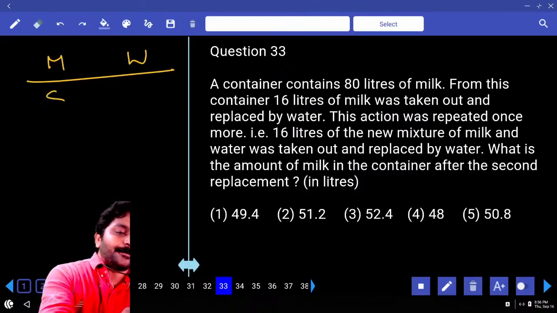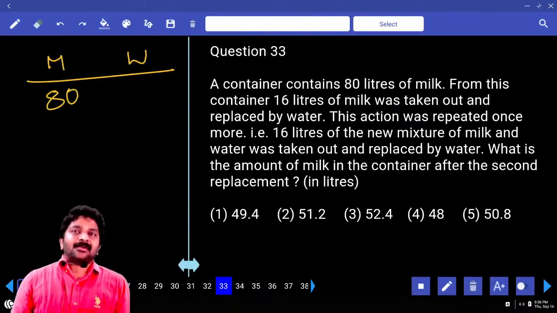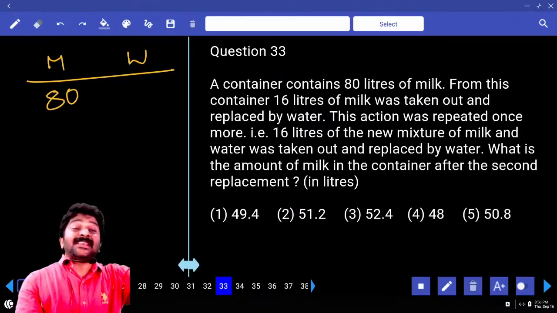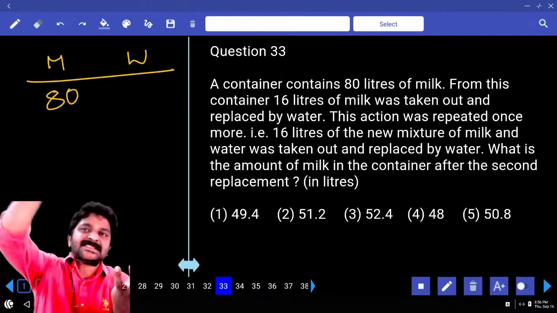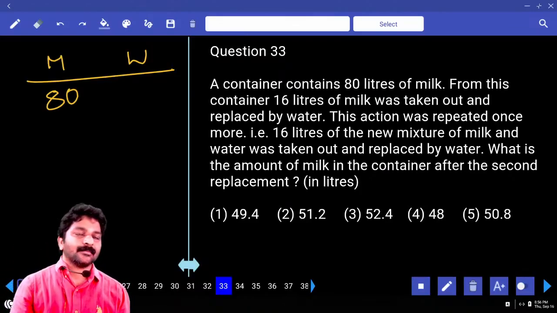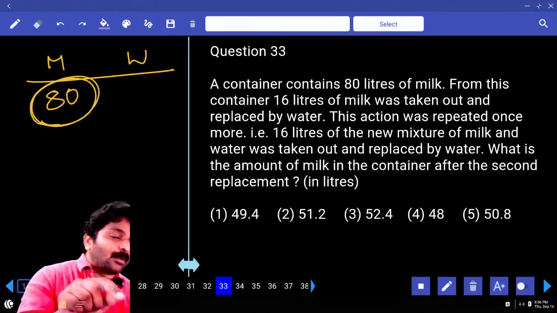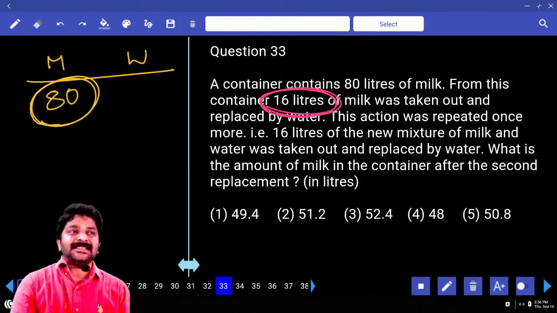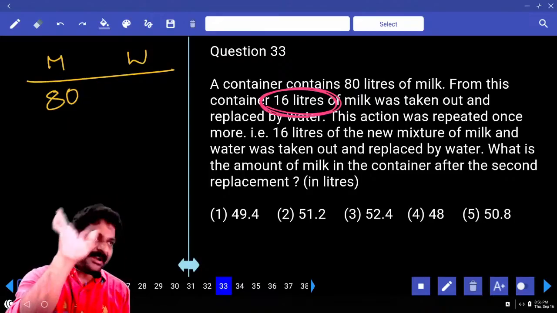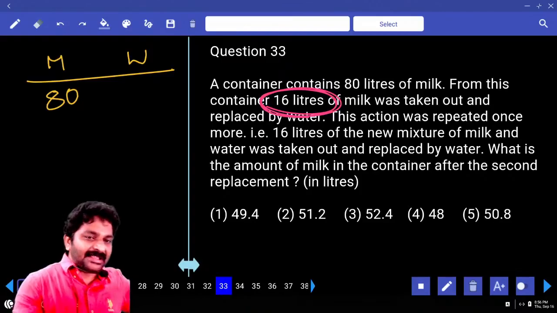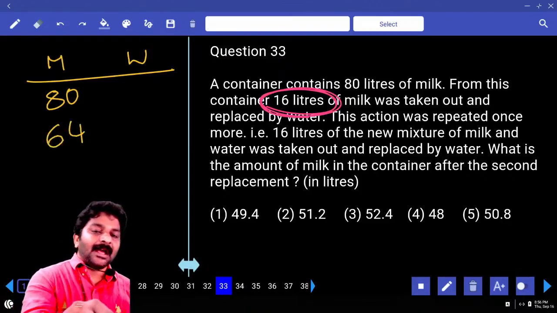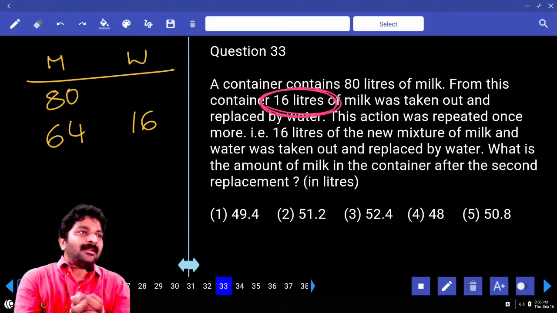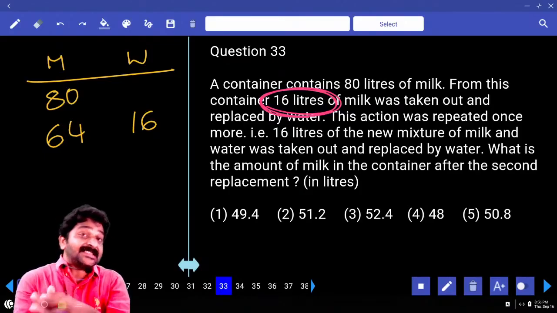Initially how many liters of milk do we have? 80 liters. How many liters are taken out? 16. How much quantity do we have in total? With respect to the total quantity, the quantity that is taken out from the container is what percentage? 20% only. Every time 20% is taken out. 20% of milk is taken out, you'll have 64, and then the same quantity of water is added. Now what is the total quantity in our container? 80 liters. Second time also how many liters are taken out?